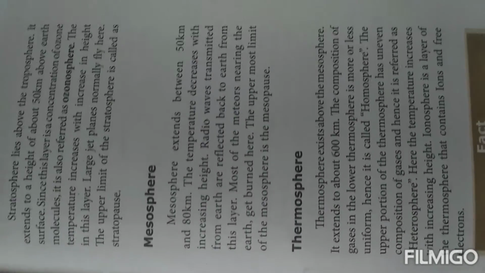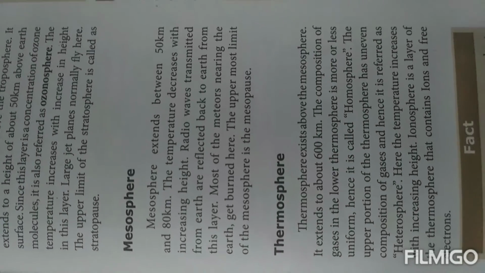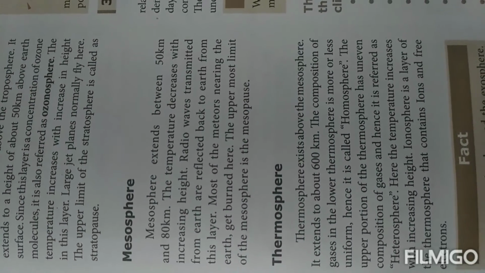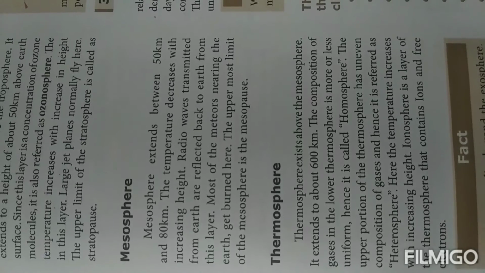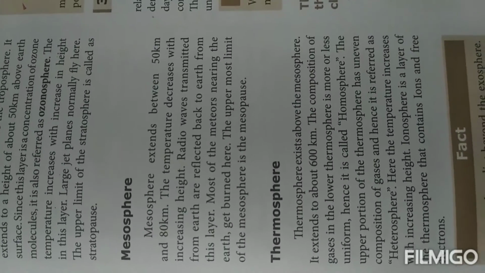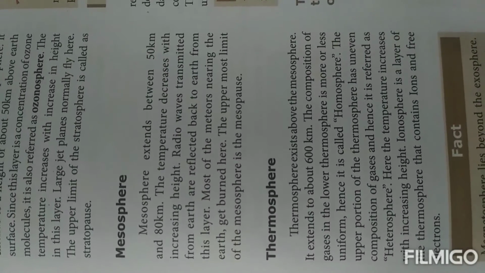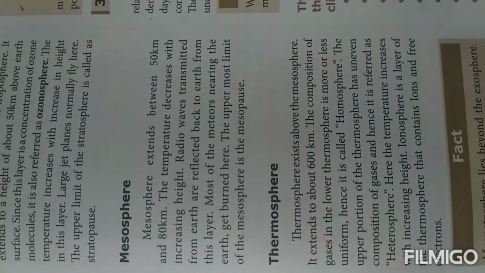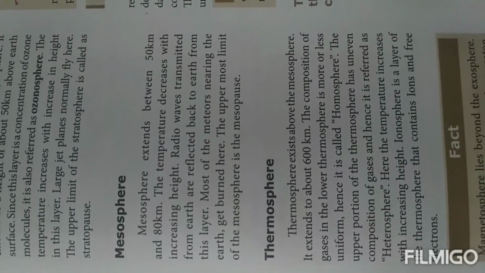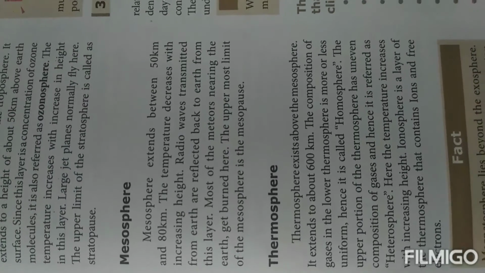The fourth one is the thermosphere. It exists above the mesosphere and extends about 600 km. The composition of the gas in the lower thermosphere is more or less uniform, so it is also called the homosphere. The upper portion of the thermosphere has an uneven composition of gas, and it is referred to as the heterosphere. Homo means same, hetero means different. So the lower thermosphere is called homosphere.